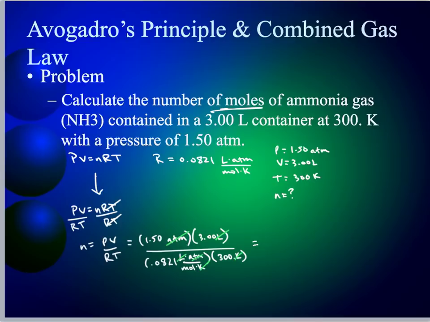And if I plug all this in, 1.50 times 3 divided by, make sure you put the whole bottom in parentheses, otherwise you're very liable to make a mistake, 0.0821 times 300, to 3 significant figures, this is 0.183 moles. Okay, so that's that answer. If the question asks you how much it weighed or what's the mass of it, you just multiply times the molar mass of ammonia. So you can do that as well. You can figure out how much that actually weighs, which is kind of neat.